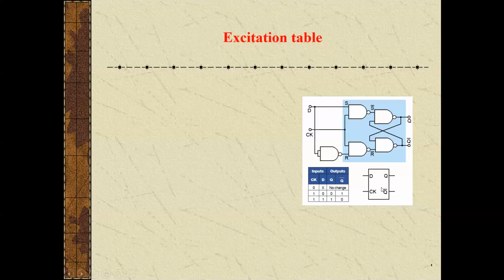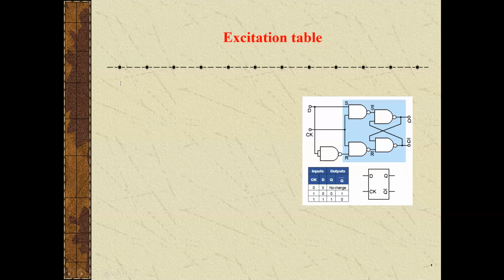This is the D flip-flop, which is a delay flip-flop, which provides the output same with respect to input, or whatever the input is there, that only it is going to provide at the output. So let's see first the truth table of D flip-flop.